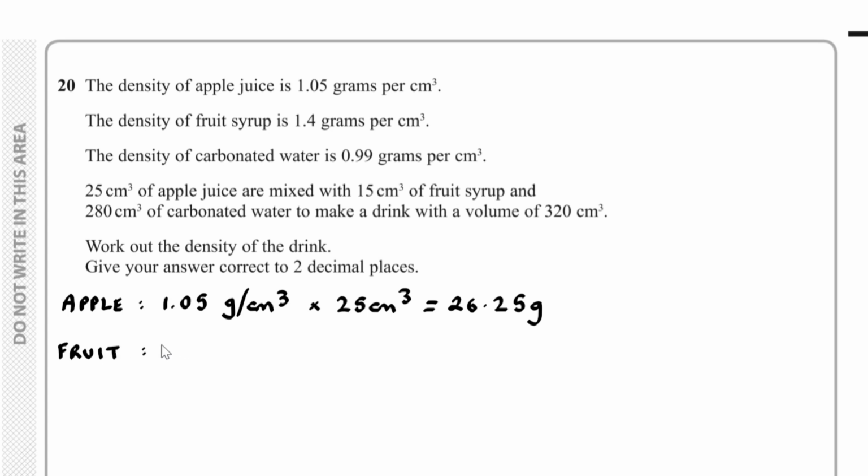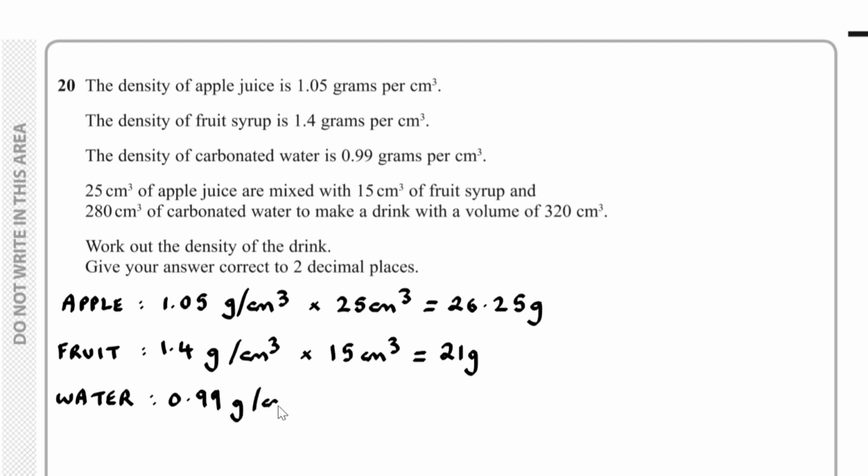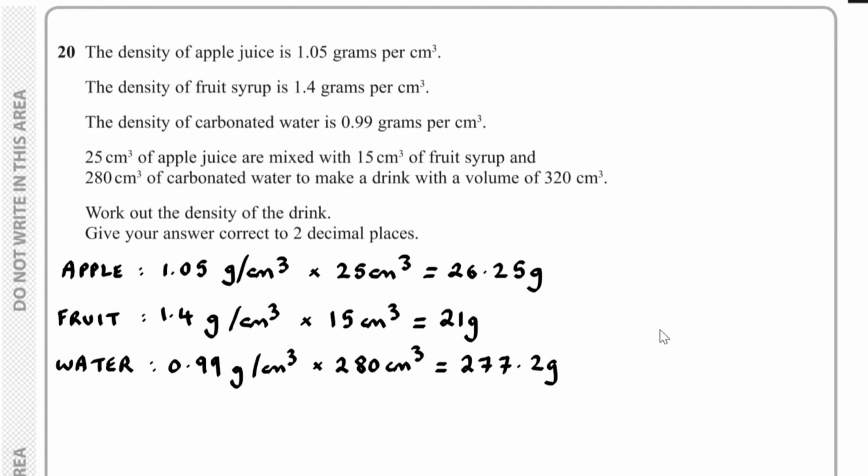If we take a look at the fruit syrup, we would have 1.4, that's the density, multiplied by 15 centimeters cubed, which is the volume, so we get 21 grams of fruit. And if we take a look at the carbonated water, we've got 0.99 grams per centimeters cubed multiplied by 280 centimeters cubed, so we get 277.2 grams. So that's the total mass of water.